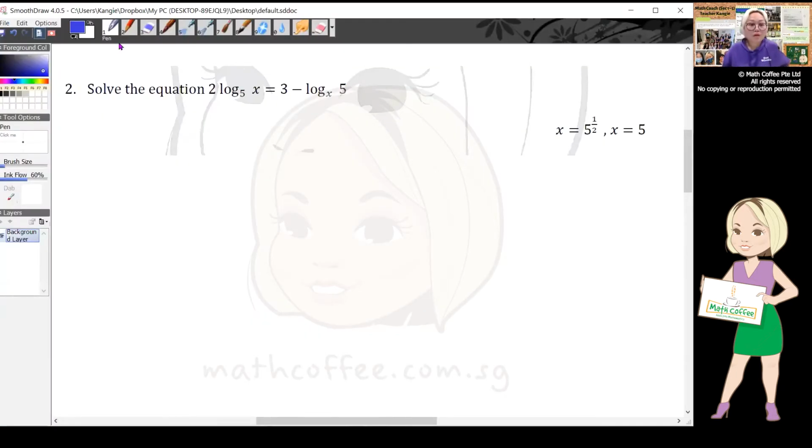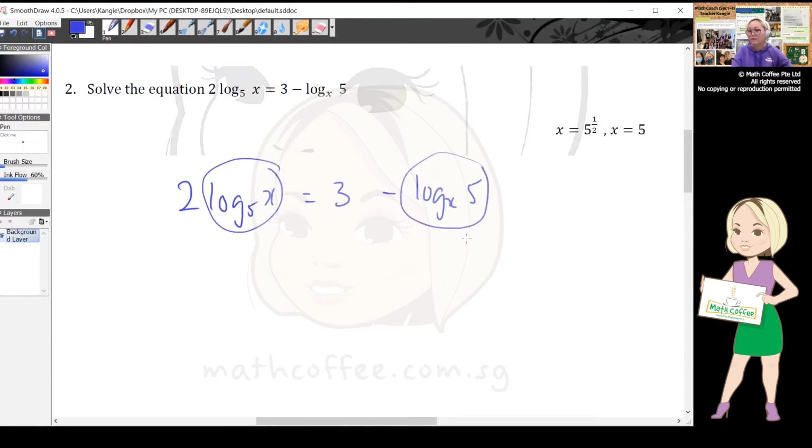Okay, question two. Solve the equation, blah, blah, blah. Okay, 2 log_5 x equals 3 minus log_x 5. This kind of question, when they come out, you have to use substitution. Okay, so substitution means you got to let u equal something. So a student asks, should I change this to base x or should I change this to base 5? Okay, technically speaking, both can. But always change to the base as a whole number. So that means I want to change this to base 5.